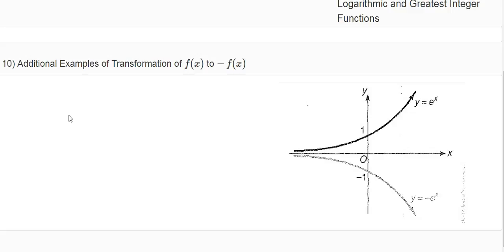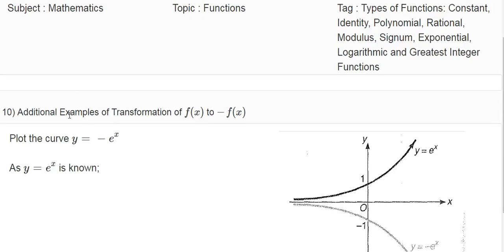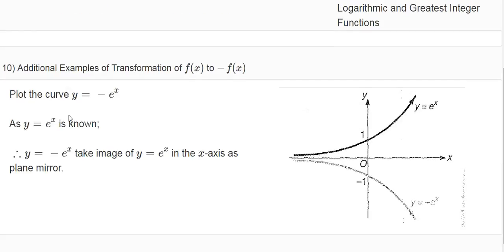Now in this case, let us take the example of y is equal to e to the power x and transform it to y is equal to minus e to the power x. So in this case, this was the original graph, and now comes the question whether we have to take the image along the x-axis or y-axis. So we say that when x was 0, y was equal to 1, and in this case when x is equal to 0, it is minus 1. So the graph would be transformed in this way, and the image would be along the x-axis.